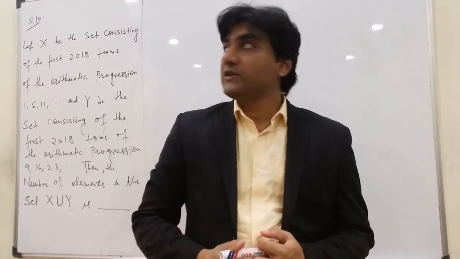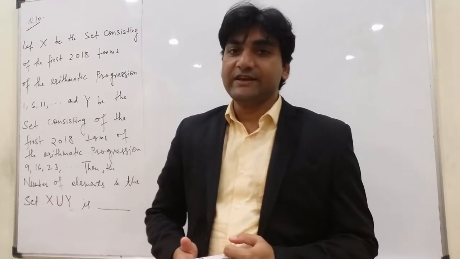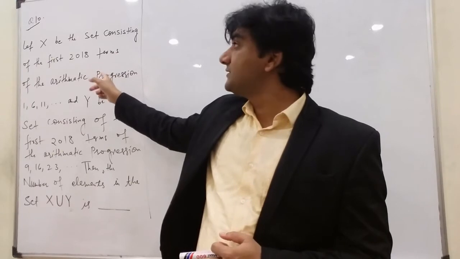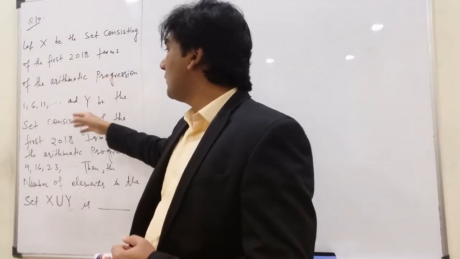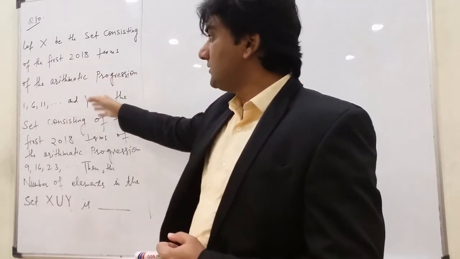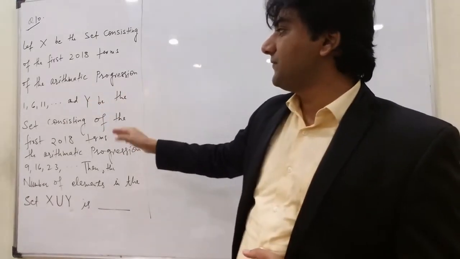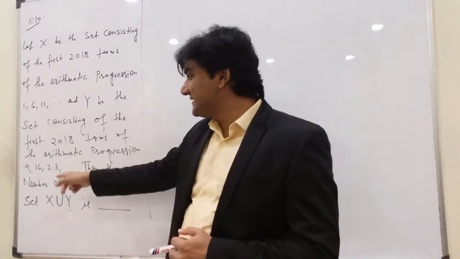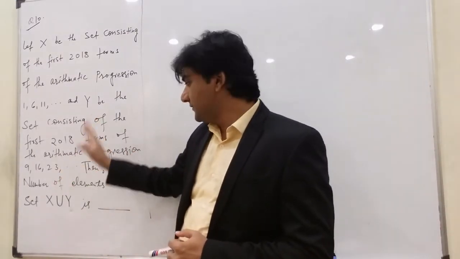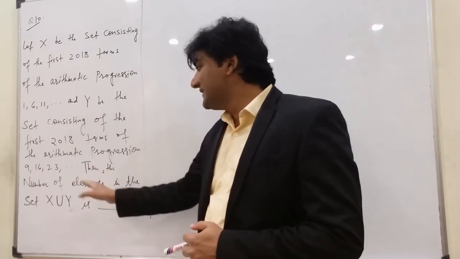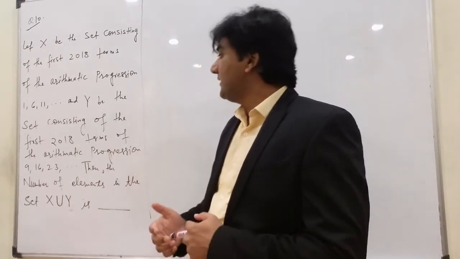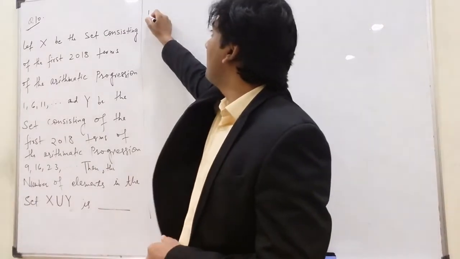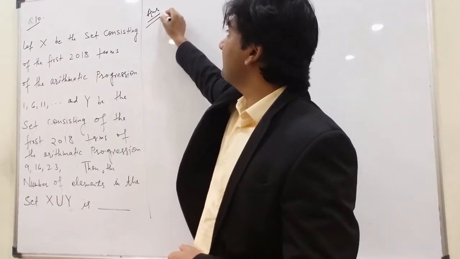Now we are going to learn question number 10, 2018 JEE Advanced. Let X be the set consisting of the first 2018 terms of the arithmetic progression 1, 6, 11, dot dot dot, and Y be the set consisting of the first 2018 terms of the arithmetic progression 9, 16, 23, dot dot dot. Then the number of elements in the set X union Y. It means, okay, number of elements of X union Y, we have just a standard formula for this. This is a simple question.